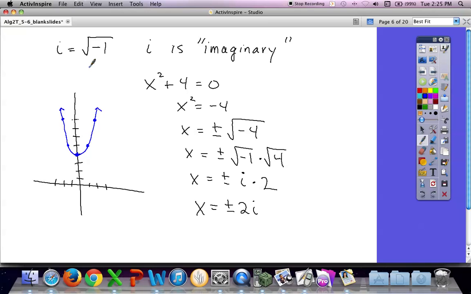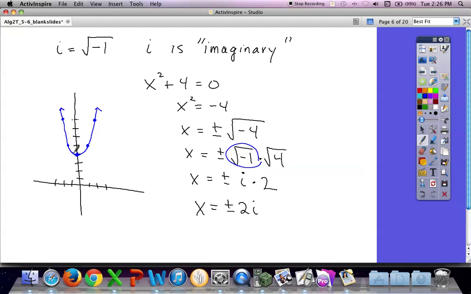Okay. Now, solving that same equation from the previous slide, when I get down to this part where it says the square root of negative 4, I don't stop. I don't say it's an error, it's undefined. I break my square root up into the square root of negative 1 times the square root of 4. And now, by definition, the square root of negative 1 is i. I still have the 2, but now I've got this i to handle the square root of negative 1. So my answers are plus or minus 2i.